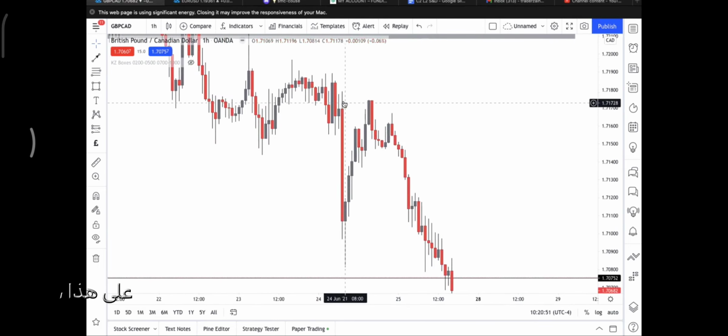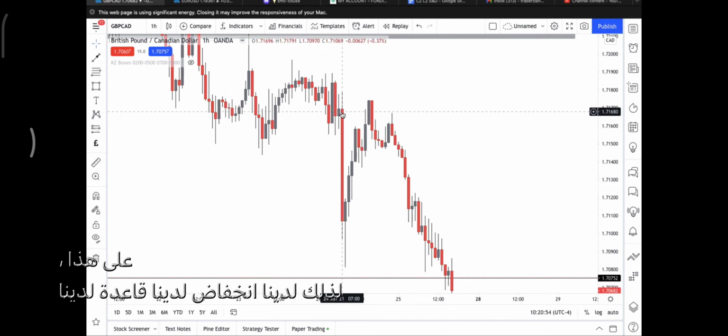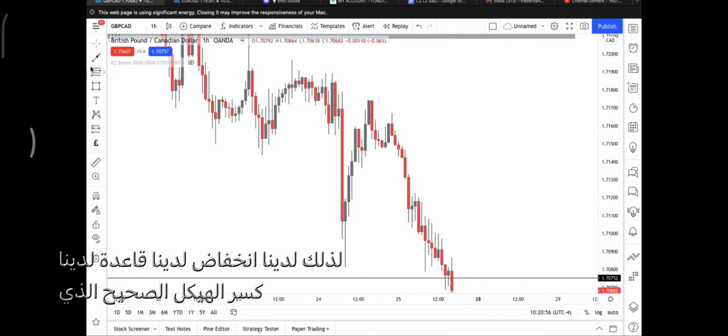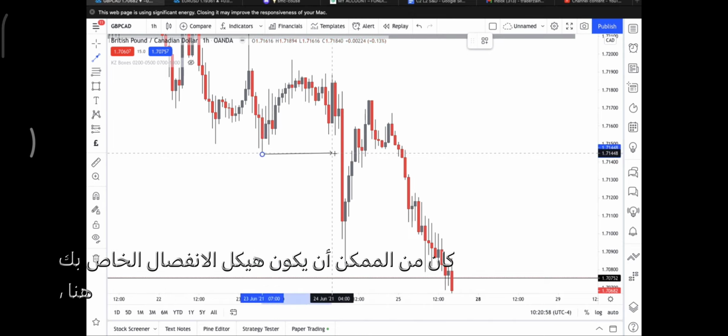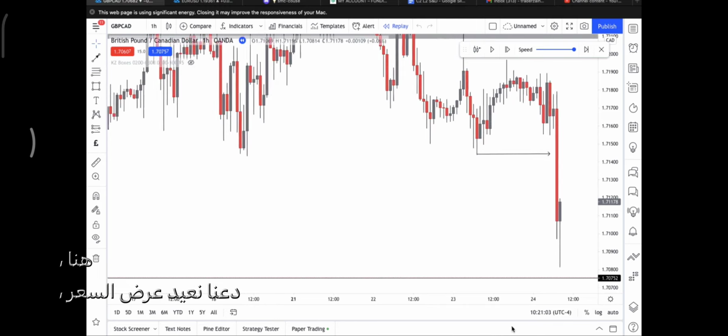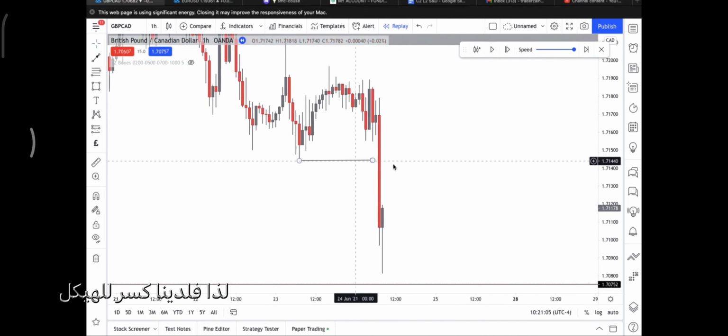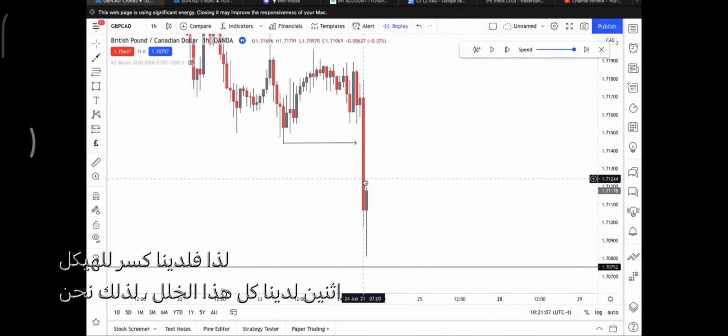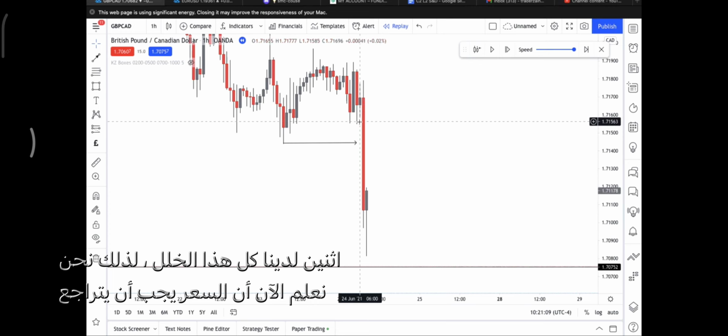Look at this. We have a drop, a base, a drop, which broke structure, right? That would have been your break of structure right over here. Let's replay price. So one, we have that break of structure. Two, we have all of this imbalance. So we now know price has to pull back to fill in this imbalance, right?